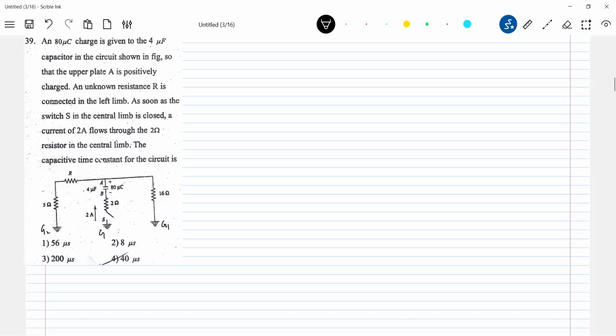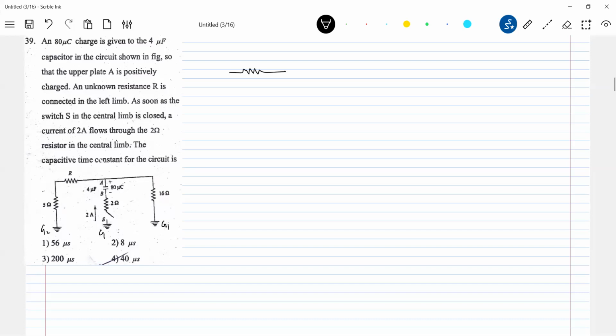So what shall I do here? After I close the switch, what is the effective resistance as seen by the capacitor terminals? But we don't know R. That is the problem here. Until we get the value of R, we can't get into the problem. So therefore, here we'll proceed like this.